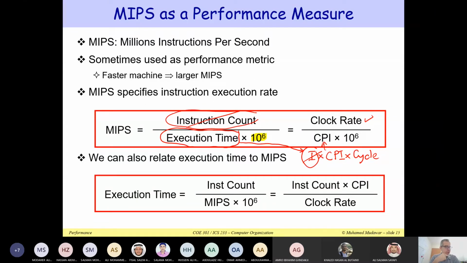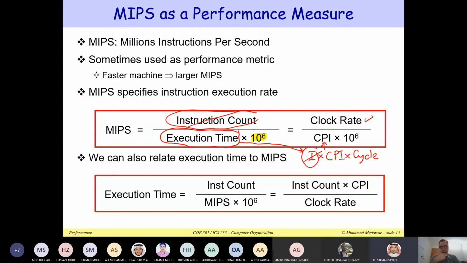In other words, if I can increase my clock rate, which is the clock frequency, or reduce the CPI, I can improve the MIPS rate.